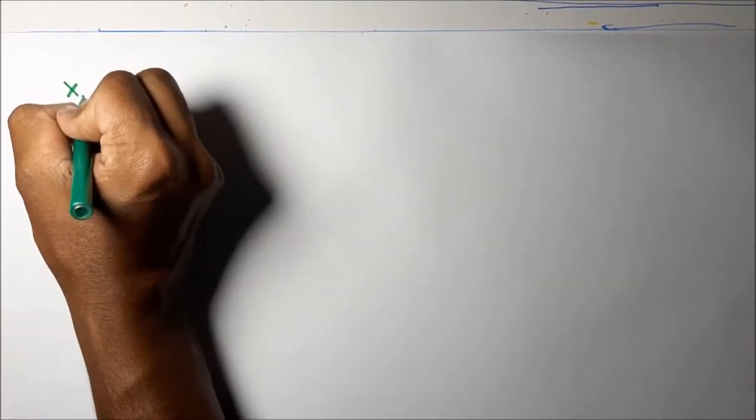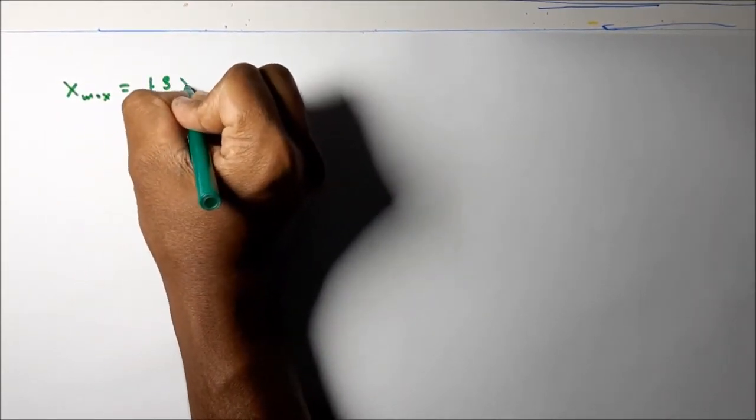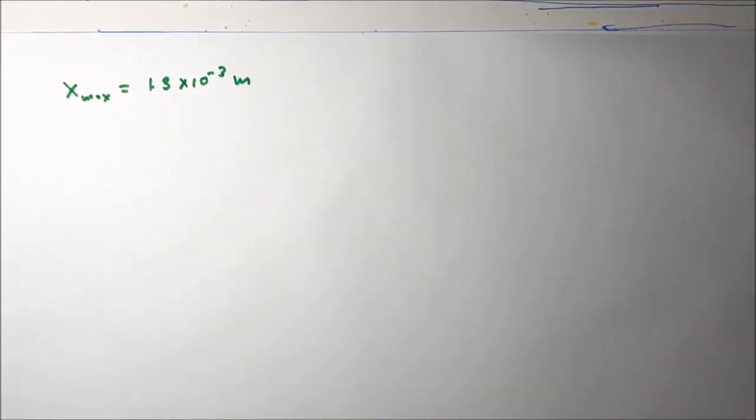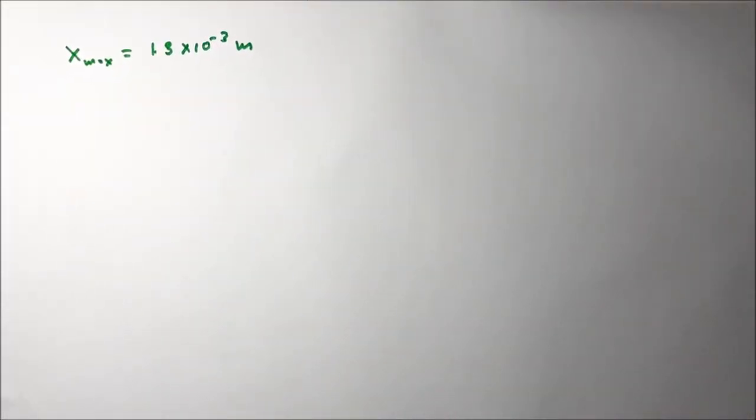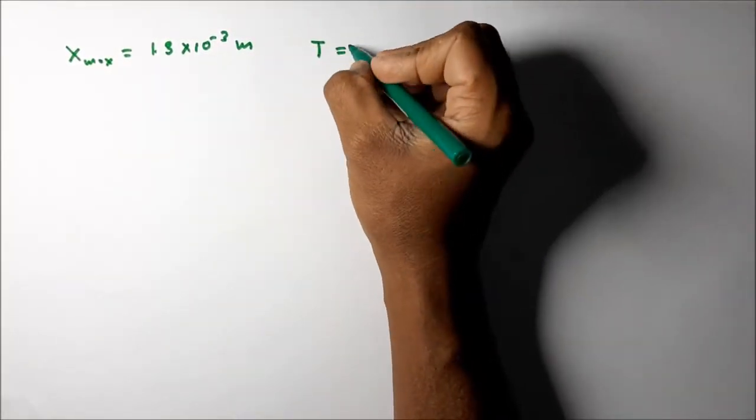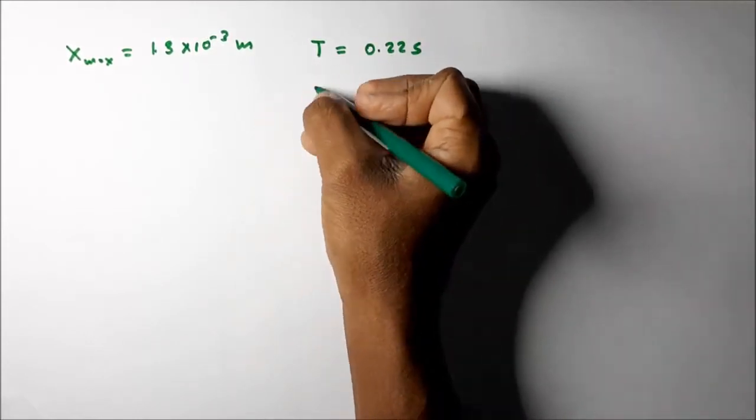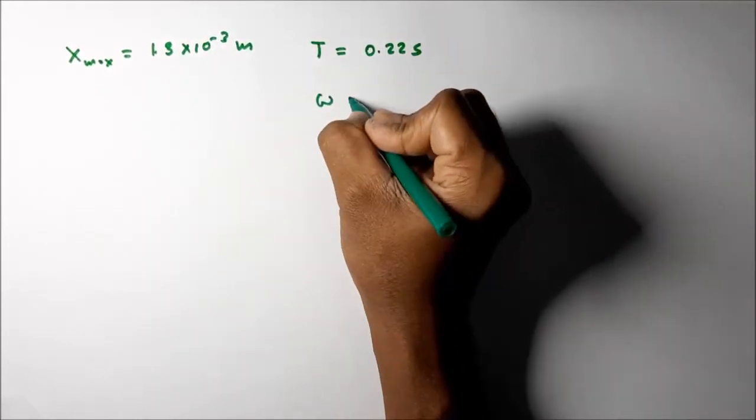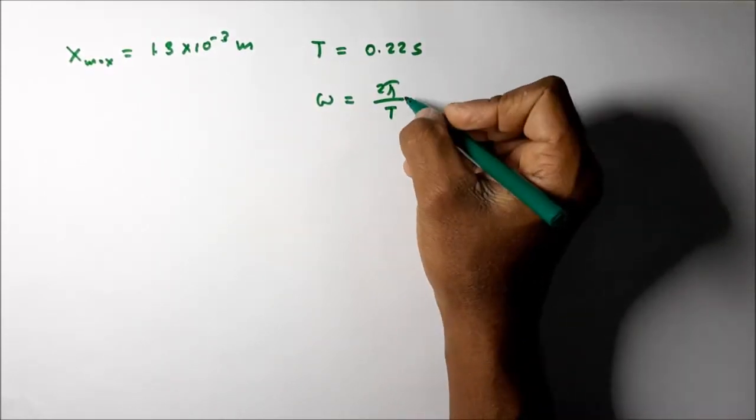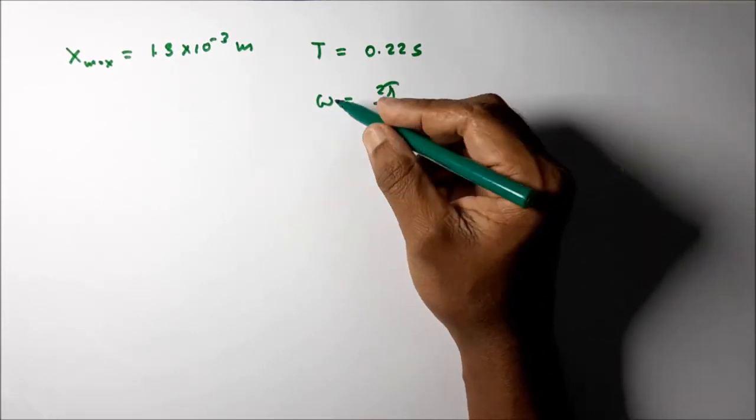Okay, x maximum is equal to 1.3 into 10 to the power of minus 3, in meters. So then the periodic time for the excitation function in this situation is equal to 0.22 seconds. So what is the frequency in radians per second? Omega is 2π divided by T.